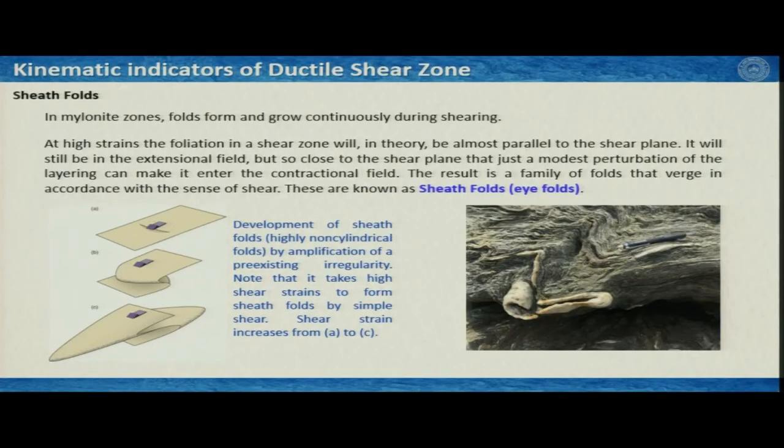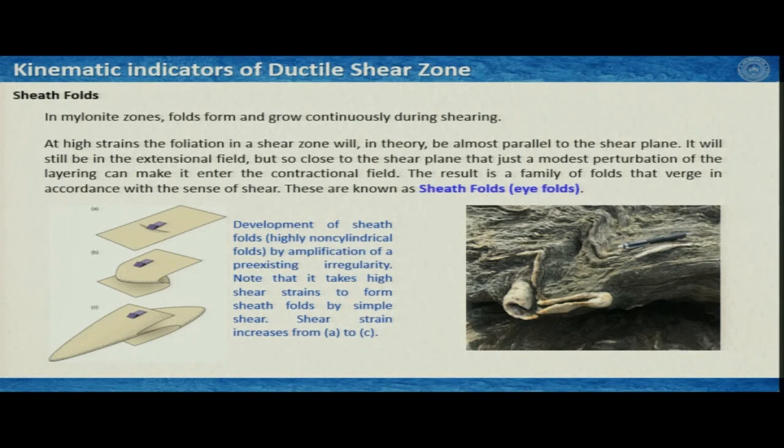So, in mylonite zones, folds form and grow continuously during shearing. At high strains, the foliation in a shear zone will, in theory, be almost parallel to the shear plane, as we have learned. It will still be in the extensional field, but so close to the shear plane that just a modest perturbation of the layering can make it enter the contractional field, layer-parallel compression, to make the fold.